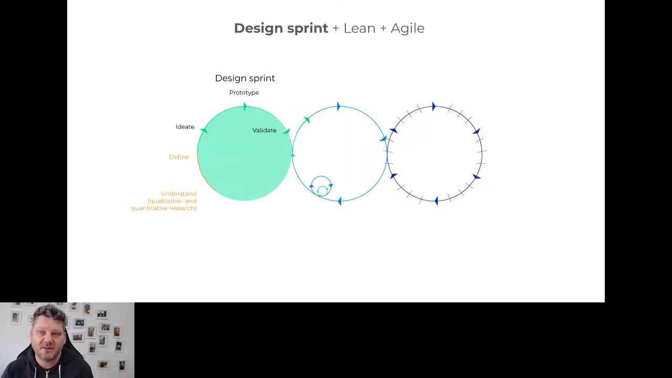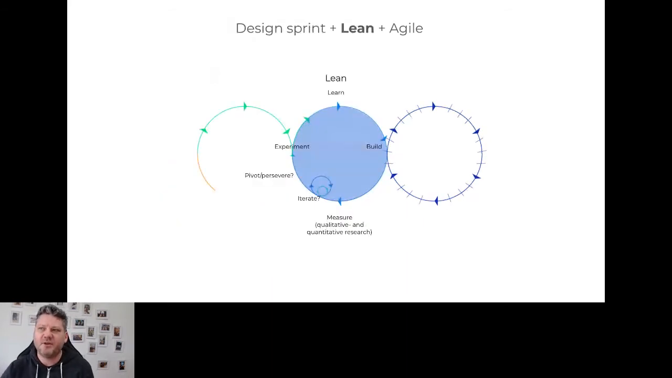You ideate, as we mentioned before, diverge and converge, and you create a prototype and you validate. Then you get into this lean part. Once you got it moving, you want to learn. You build the stuff, you measure it. This is like the real McCoy. This is already getting out of the design sprint phase. This is already like production.